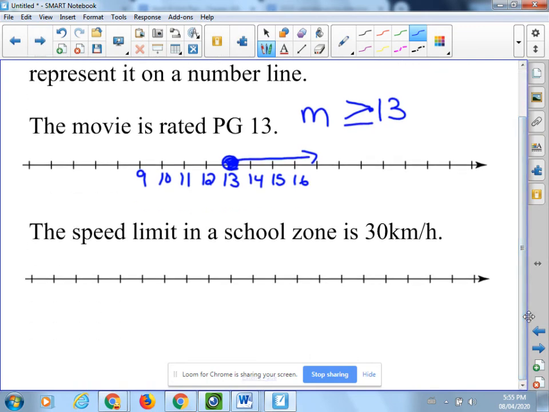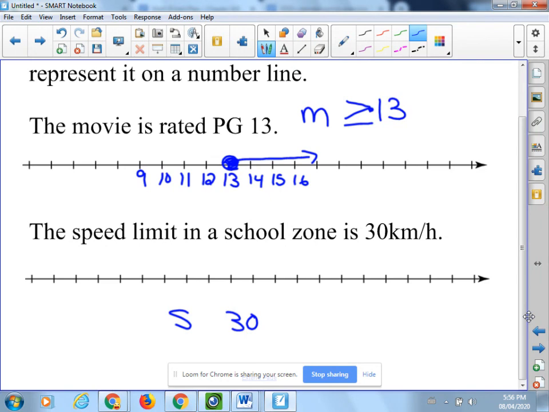Okay, if we did the next one, the speed limit in a school zone is 30 kilometers per hour. Okay, because I'm doing this speed limit, I'm going to use a variable of s, and I know that my value is going to be 30. So if we are thinking about it, if the speed limit is 30, that means that I can only go up to 30. I cannot go faster or else I'm breaking the law, get a ticket. So any number that is smaller would be correct.